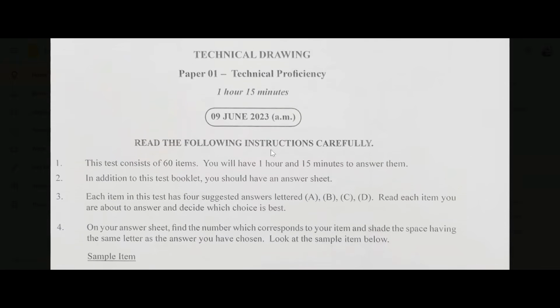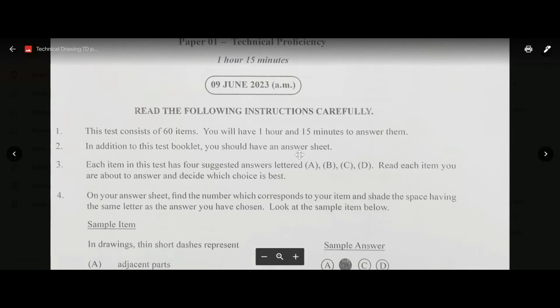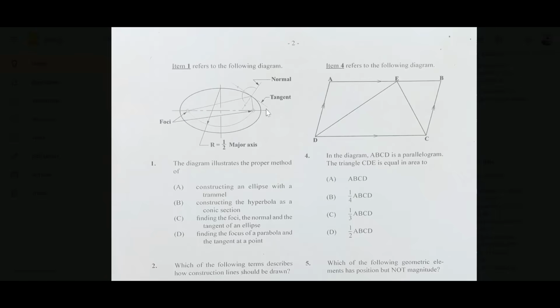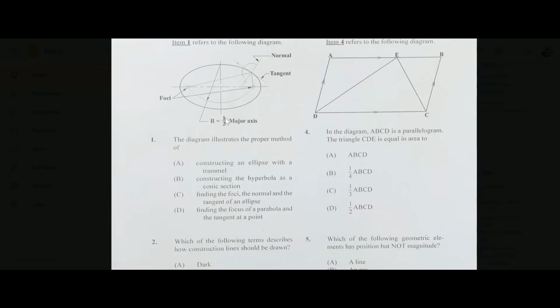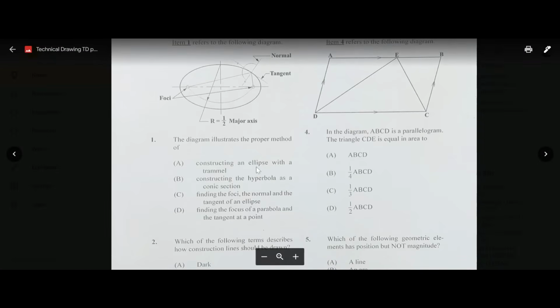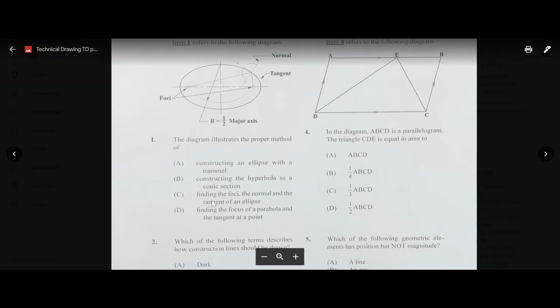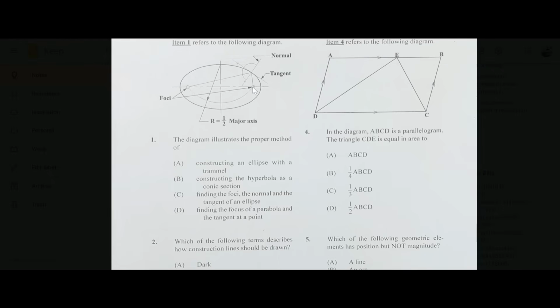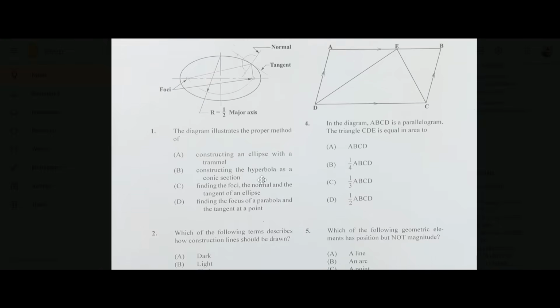As you can see here, I have the June 2023 Paper 1 Technical Drawing. So let's go. Number 1, we have an ellipse here and it says the diagram illustrates the proper method of. So this is a question we came across before and the answer is C. Finding the foci, that's these two, the normal, and the tangent of an ellipse.